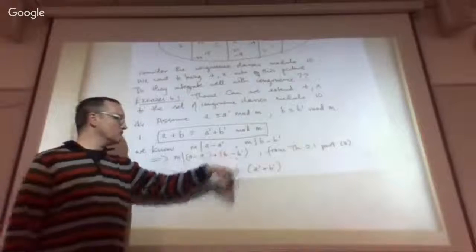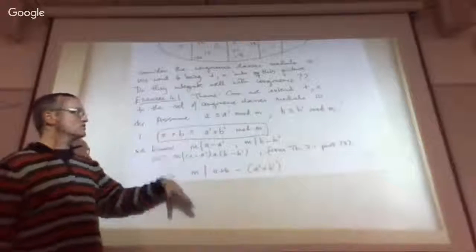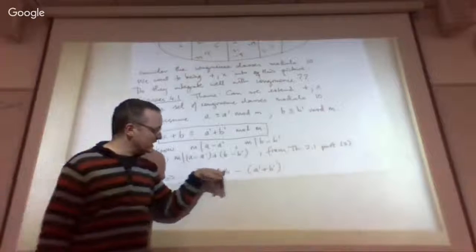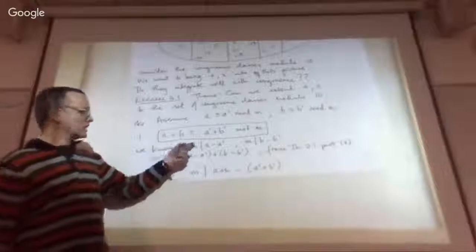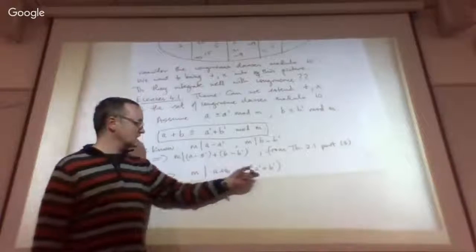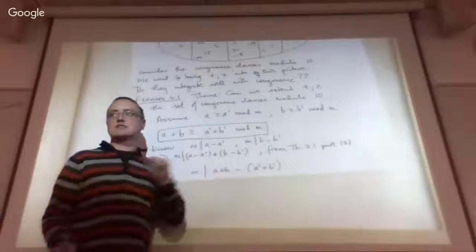But what led me to do that was because I unraveled the conclusion one step backwards using the definition. And so I had to get m dividing the difference of these two. I looked at what I had: n divides the difference of the a's and the difference of the b's. Well, this is kind of like if I add them together, I'll get this.